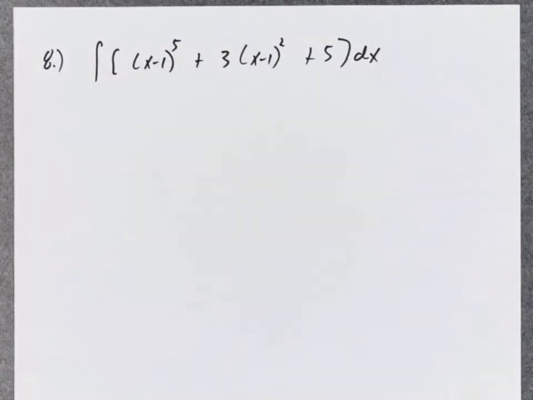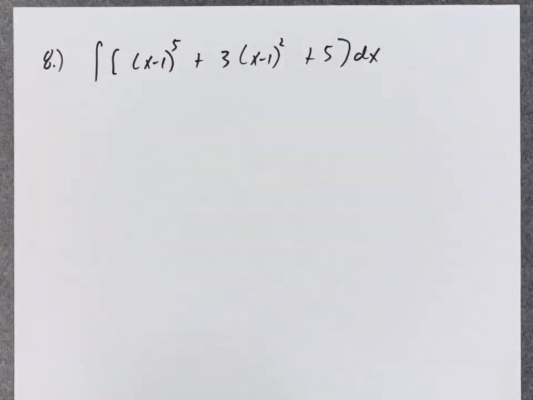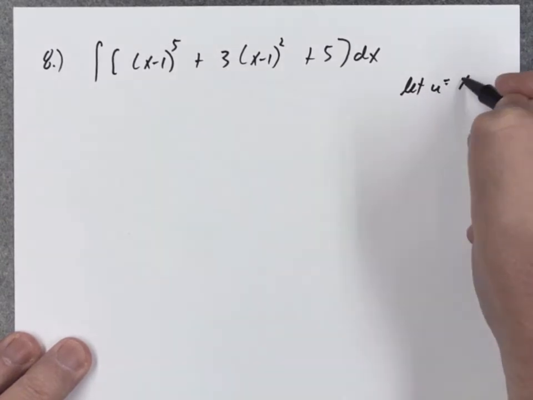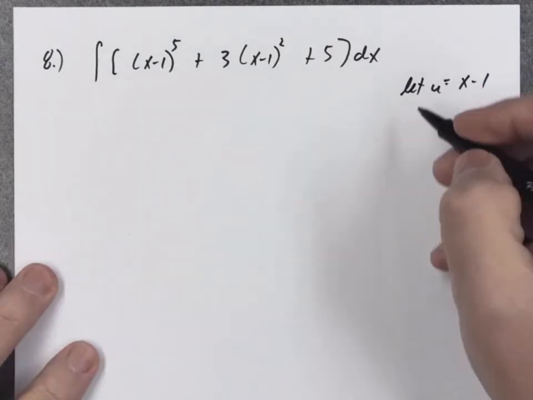So here's a case where we have some parentheses with an exponent, and you notice it's the same stuff inside the parentheses. So hopefully you say to yourself, the best place to start would probably be to let u equal x minus 1.